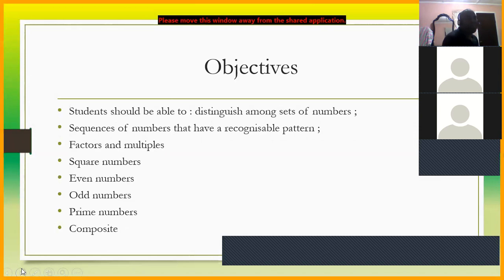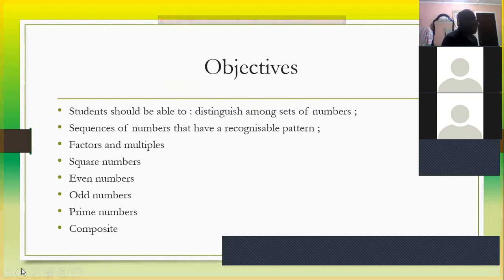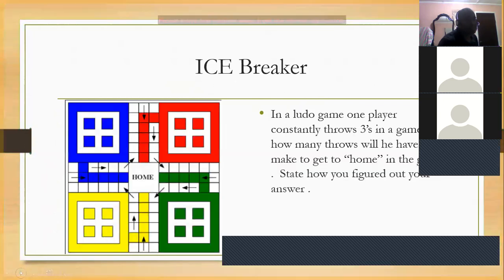You must be able to find the factors and multiples of numbers. You must be able to identify square numbers. You must be able to identify even numbers, odd numbers, prime numbers, and composite numbers. All right?